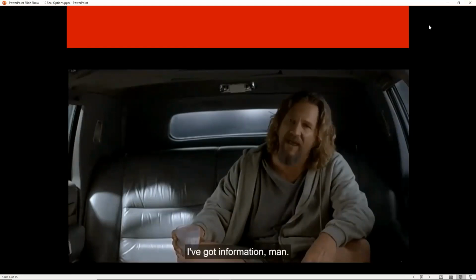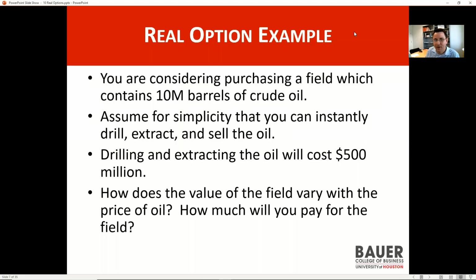Just like the dude here, new information comes to light, and maybe that means we have to change our plan. Okay, that's his point, that's our point. Same thing in finance. Let's go through an example just to flesh this out a bit more. Do a very simple, very stylized example just to fix ideas.